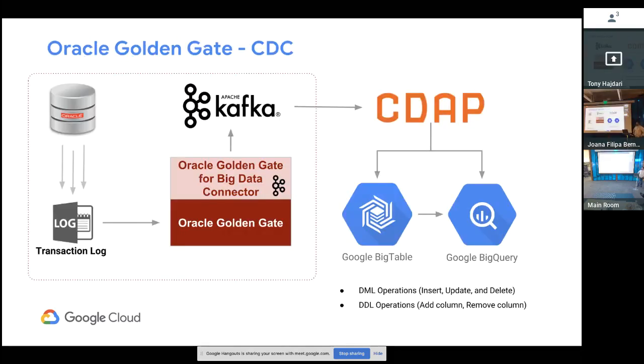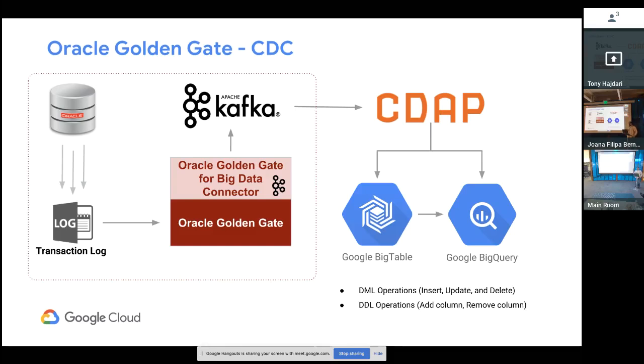So this is how you get to build a change data capture solution using CDAP in the cloud. In the demo that I put together, I have an Oracle database running in a VM in Google Compute Engine. On that instance, I've also installed Oracle GoldenGate, with the GoldenGate Big Data Connector. That connector then will publish its events to a Kafka topic.